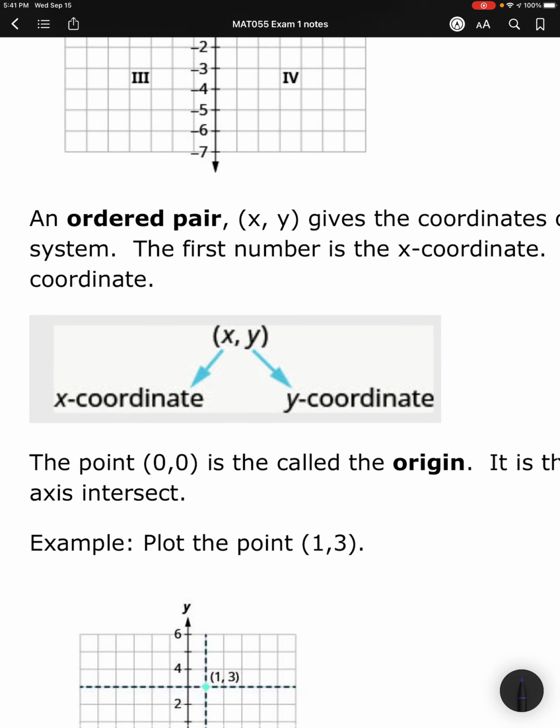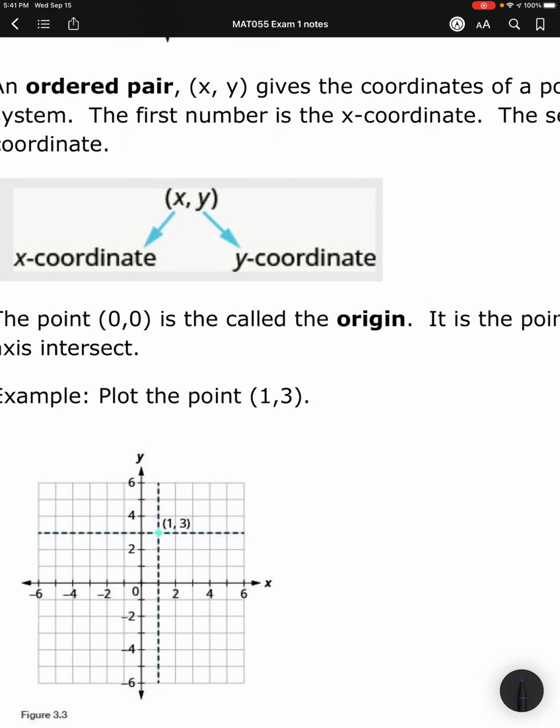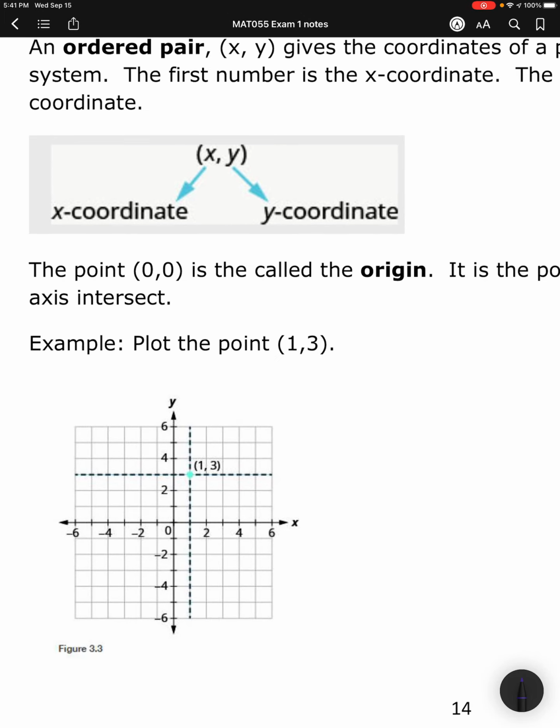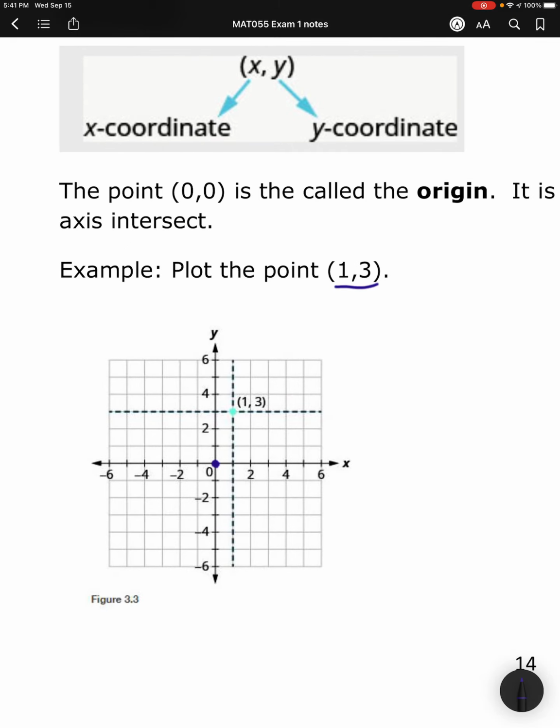When you plot points, you need an ordered pair, x, y. It's always going to be in that order, x first and then y second. The point 0, 0 is called the origin. It's right here where the two lines intersect. Here's an example where the point 1, 3 has been plotted. The way I do it is I go over 1 to the right and then up 1, 2, 3. I align with the 3 that's here, and then I've got my point.